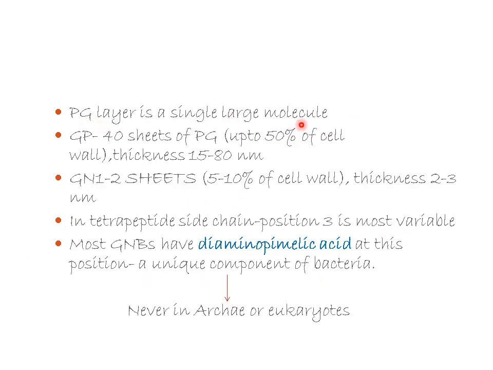Peptidoglycan layer is a single large molecule. In case of gram-positives, there are about 40 sheets of peptidoglycan, which consist of up to 50% of the cell wall. Whereas in gram-negative, as we have already seen, it is thinner, there are only 1 to 2 sheets of peptidoglycan, and it consists of only 5 to 10% of the cell wall.